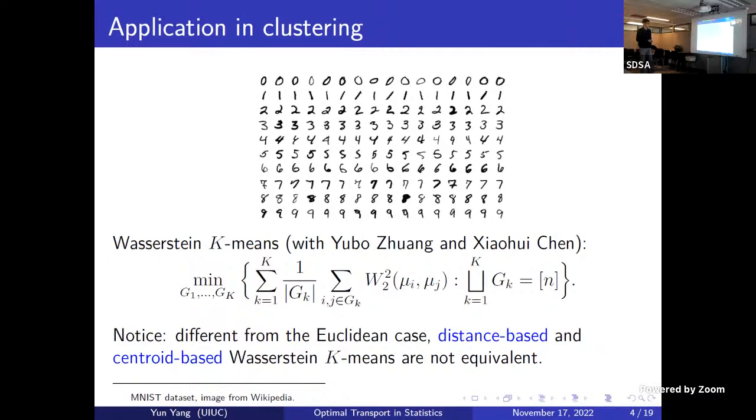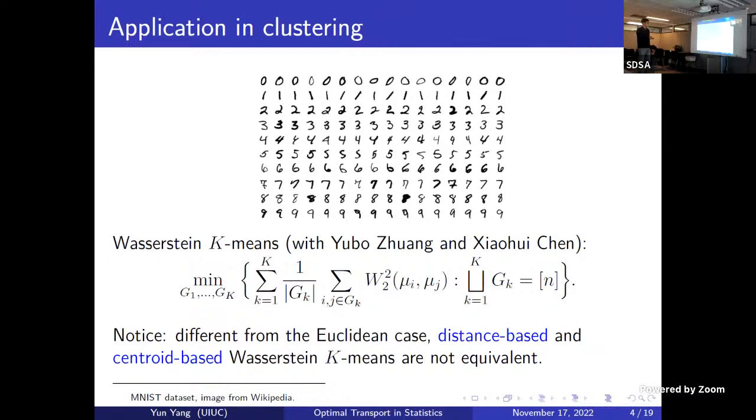They are both equivalent. One is called distance-based, one is centroid-based. So distance-based, you can think about, we want to minimize, say, the total within class distance. In that case, we only need to know the distance, but the centroid-based is more like an iterative algorithm where we first, for each cluster, based on its current members, find the center. In the Euclidean case, that's just the sample mean.